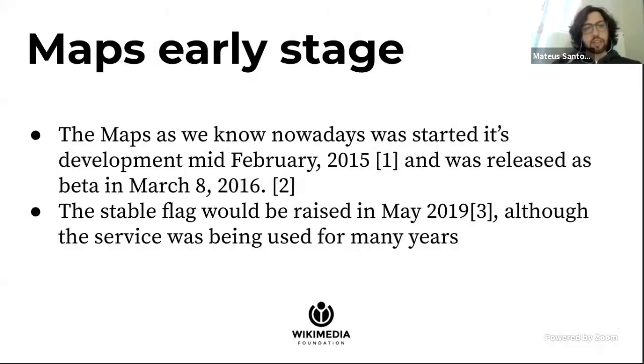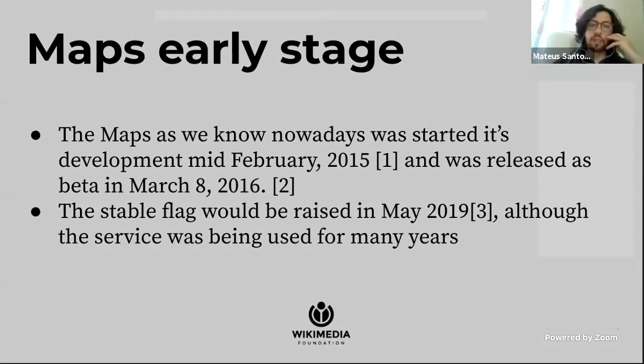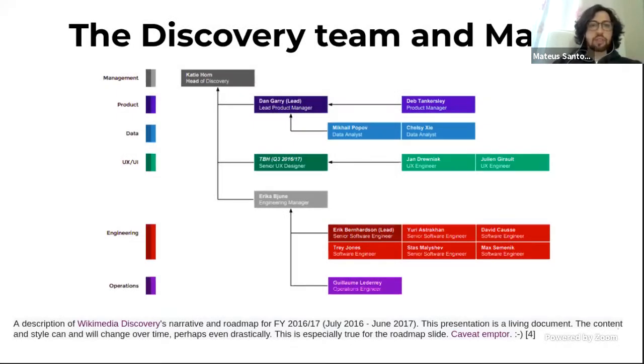So in the early stage, as I said, the release of the beta version was around March 8, 2016, and we would have a stable flag much later, in 2019. The service was working well, but we had a lot of maintenance and server issues that we should address, and I will talk more about this later. So as I said, it was the discovery team that worked to create maps and deliver it.